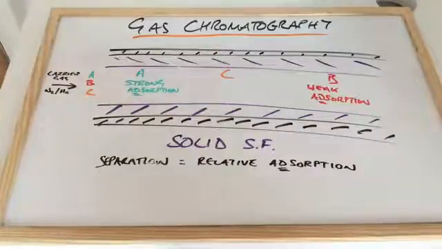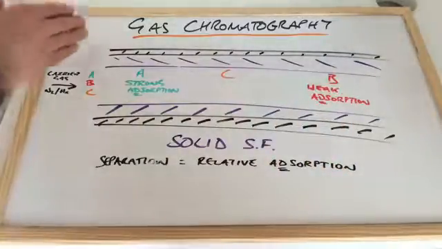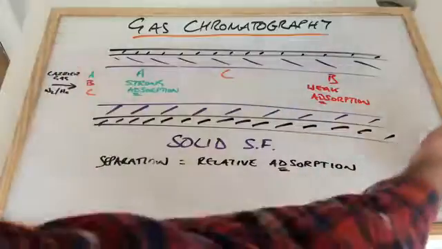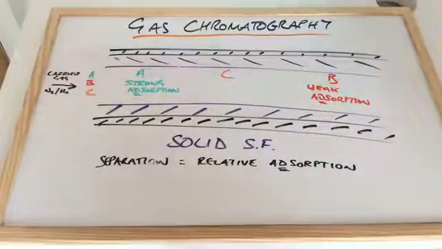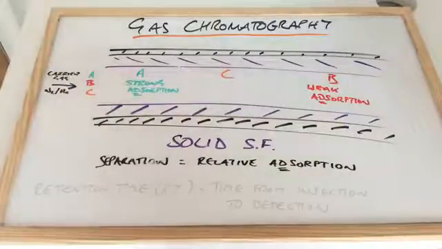So remember what happens once they've gone through the capillary column, they hit the detector. So obviously B is going to hit the detector first, and so that's going to have a short retention time. That's what we measure when we operate gas chromatography. The time it takes from the injection of the sample to the detection of the component is what we call the retention time. And so B, because of its weak adsorption, will have a short retention time. A would have the longest retention time.